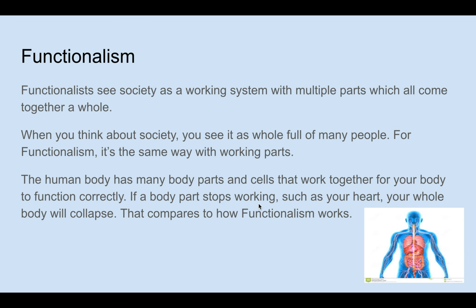To start off with functionalism, we're going to talk about this concept. Functionalists see society as a working system with multiple parts which all come together as a whole. When you think about society, you see it as a whole full of many people. For functionalism, it's the same way with working parts. To give a better clarification of that, we look at this example. The human body has many body parts and cells that work together for your body to function correctly. If a body part stops working, such as your heart, your whole body will collapse. That compares to how functionalism works.